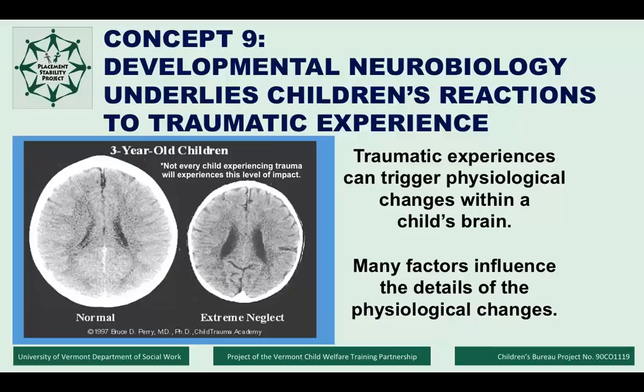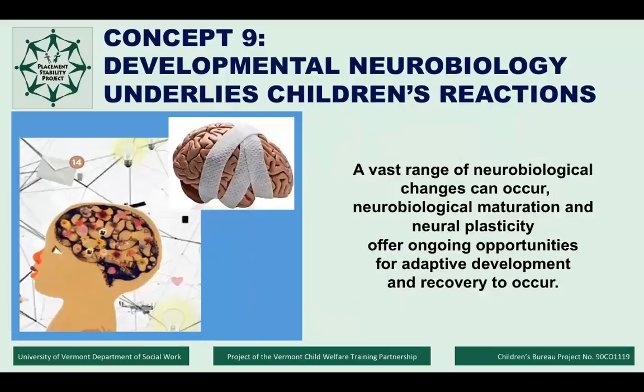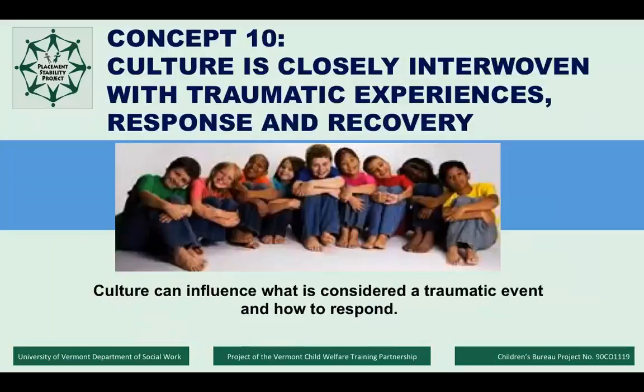Not every child who experiences trauma will be impacted so severely, but many trauma-exposed children do experience difficulty accessing higher-level brain functions when stressed. While traumatic experiences can result in a vast range of neurobiological changes within a child, neurobiological maturation and the neuroplasticity offer ongoing opportunities for adaptive development and recovery to occur. The brain is always changing and adapting to the environment. So repeated positive experiences, such as supportive and responsive caregiving, create strengthened neural connections in a corrective manner.